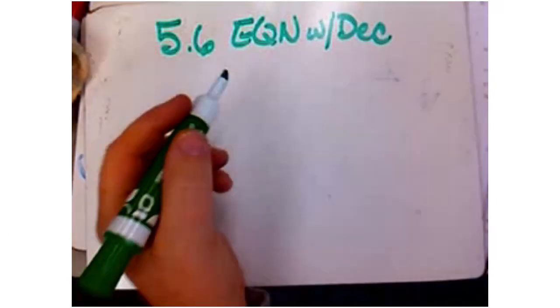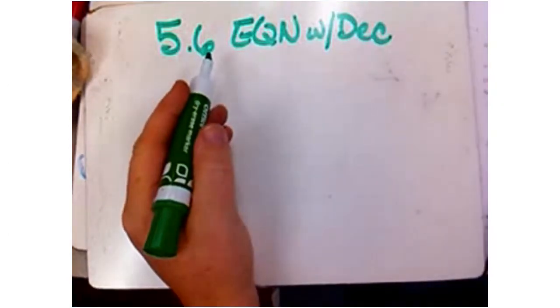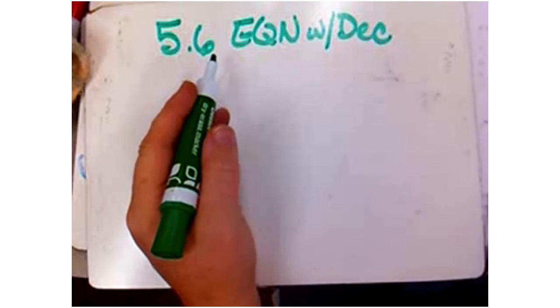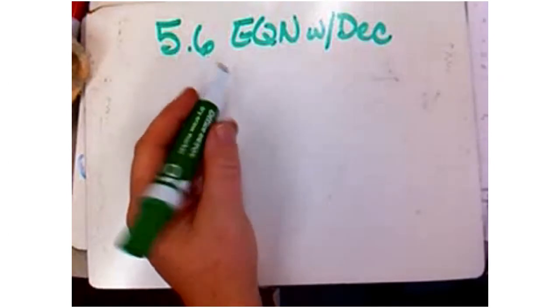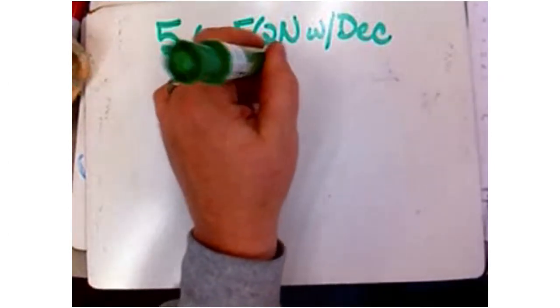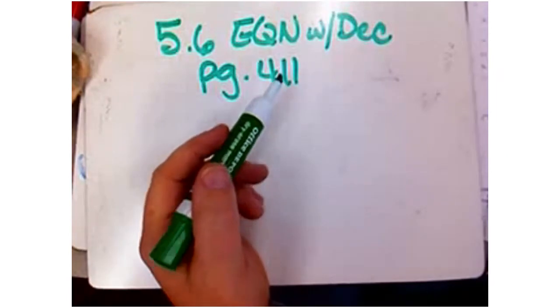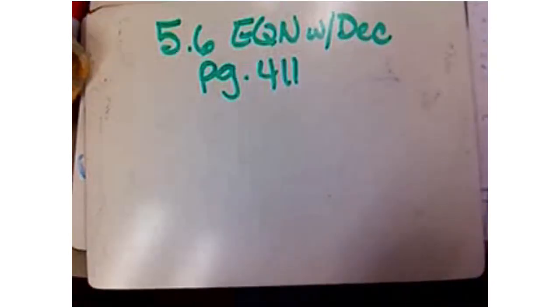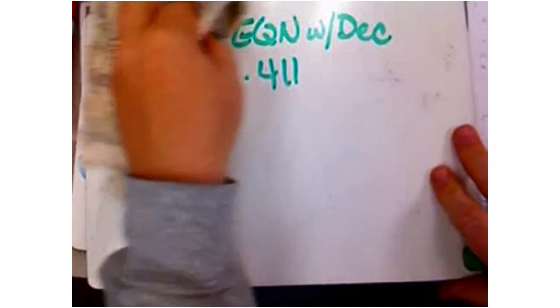Yeah, this is section 5.6 of the pre-algebra textbook. It starts on page 411, and it's discussing equations with decimals. So you've done some equation work with integers. Now you're going to do equation work with decimals. No big deal, same rules apply.